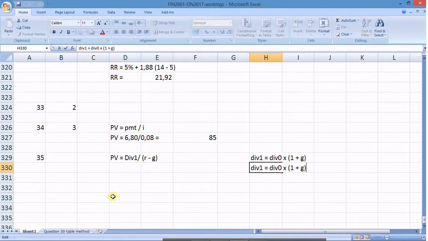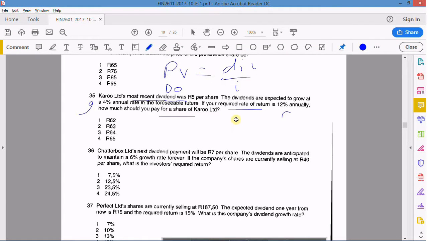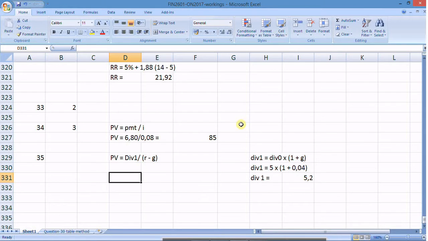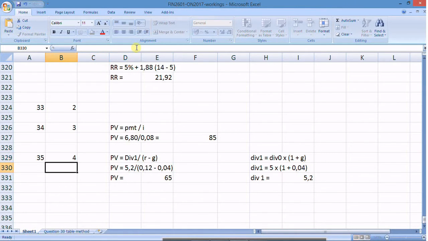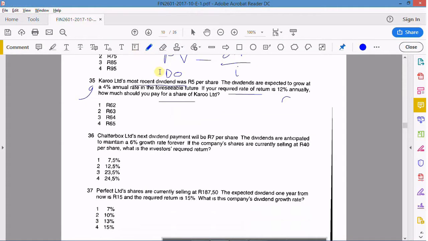Okay, so what is div 0? 5 rand. What is the growth? 4%, so it's 0.04. Div 1 equals 5 times 1.04, which is 5.2. Okay, so PV equals 5.2 divided by open brackets 12 minus 4, 0.12. It's 65. Option 4. Good. Right, next one.